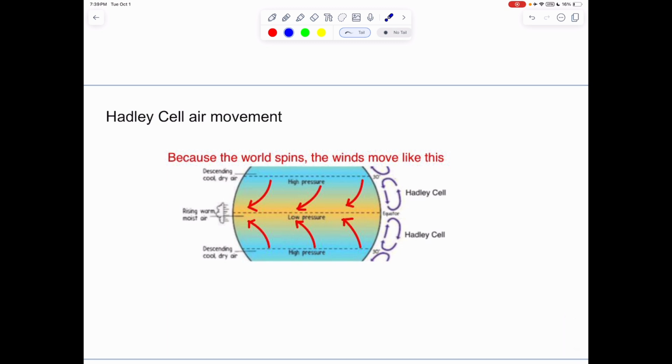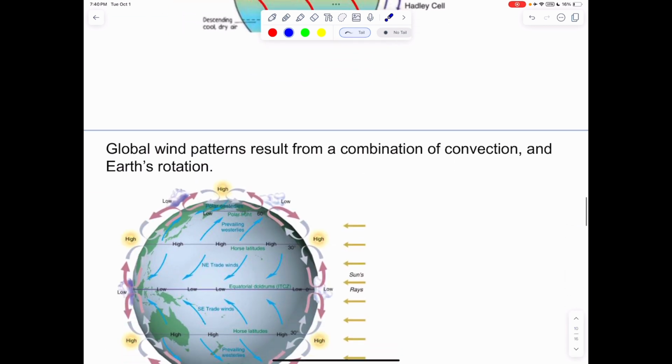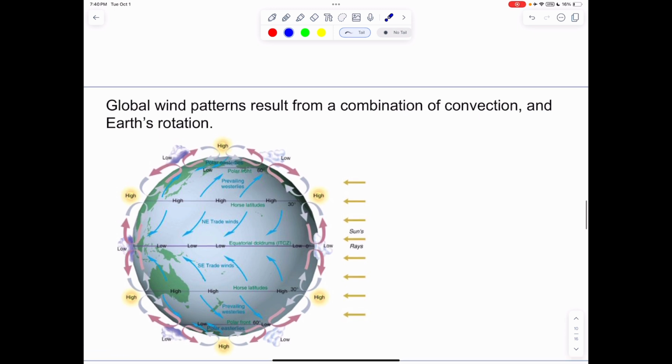And because of this spinning, we actually have all this wind being deflected in the westerly way. So instead of going vertical, because of the spin, these are going to curve westward. That is super important. We need to know that the Hadley cell air is going to move west, and that's because of the Earth spinning. So you can see what this all looks like.